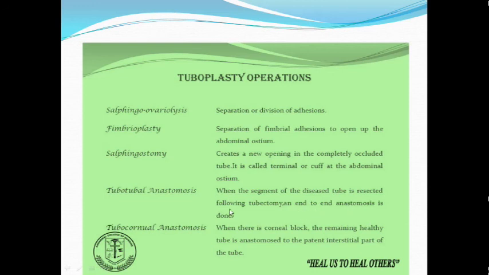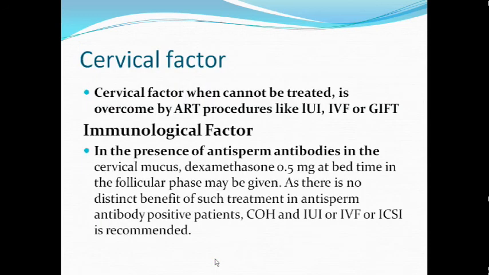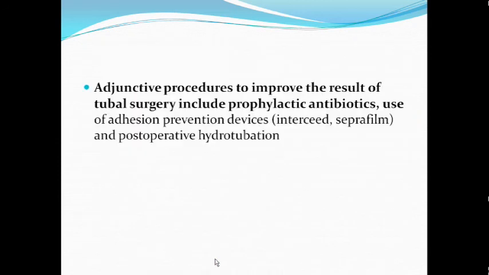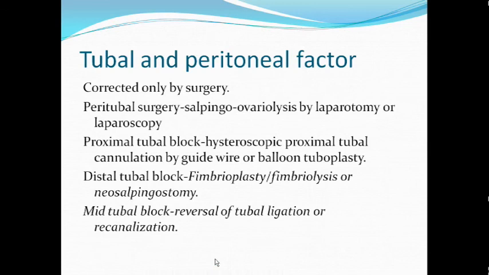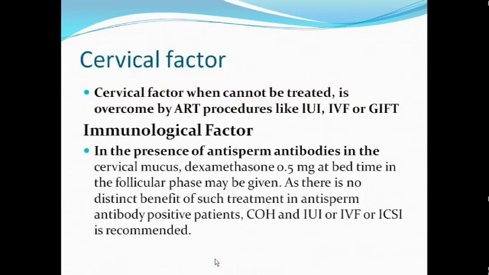End-to-end anastomosis is done. Tubocorneal anastomosis, where the cornual block, the remaining healthy tube is anastomosed to the patent interstitial part of the tube. So these are the different tuboplasty operations. Tubal problems can be dealt with only by surgery.